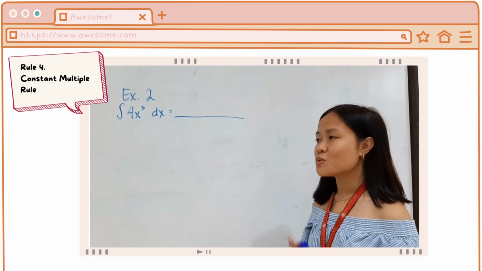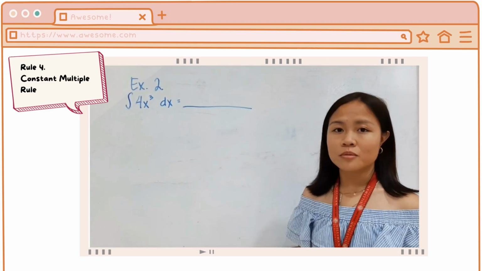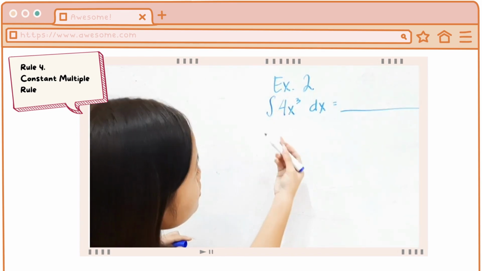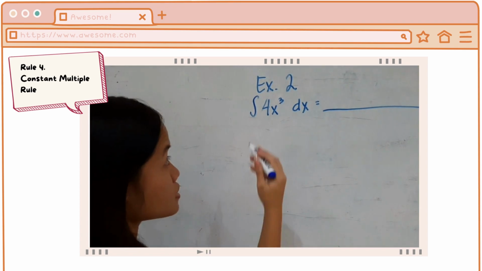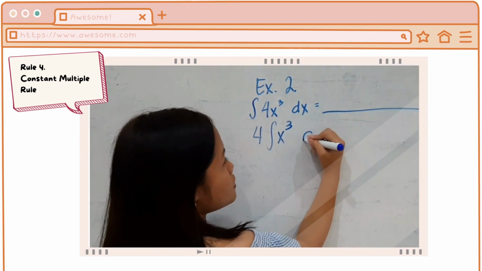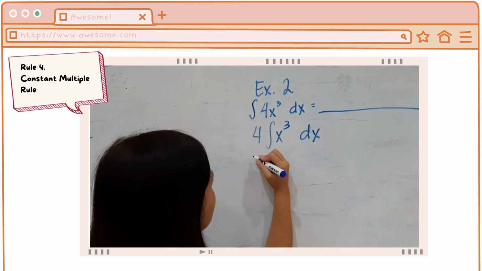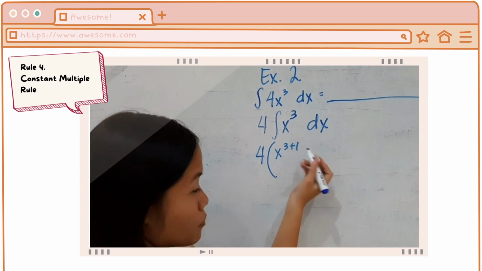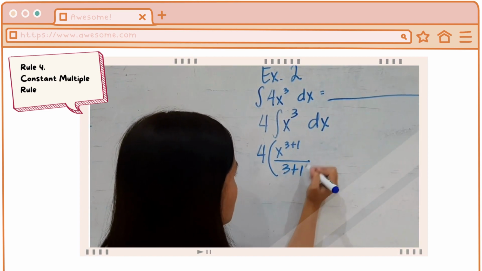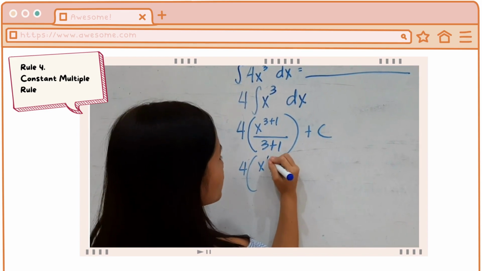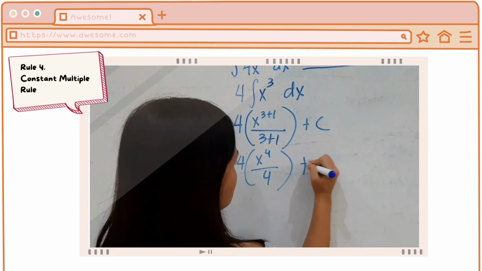For example number 2, we're going to do the same thing we did for example number 1. The first thing we do is isolate the number 4, which is the constant, and multiply it by the integral of x cubed. So 4 times the integral of x cubed dx. Next is 4 times x to the power of 3 plus 1, copy the 3 plus 1, plus c.